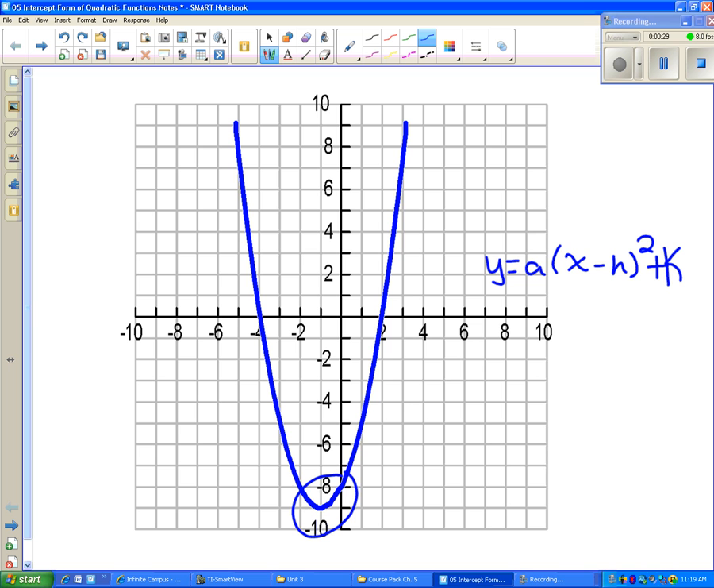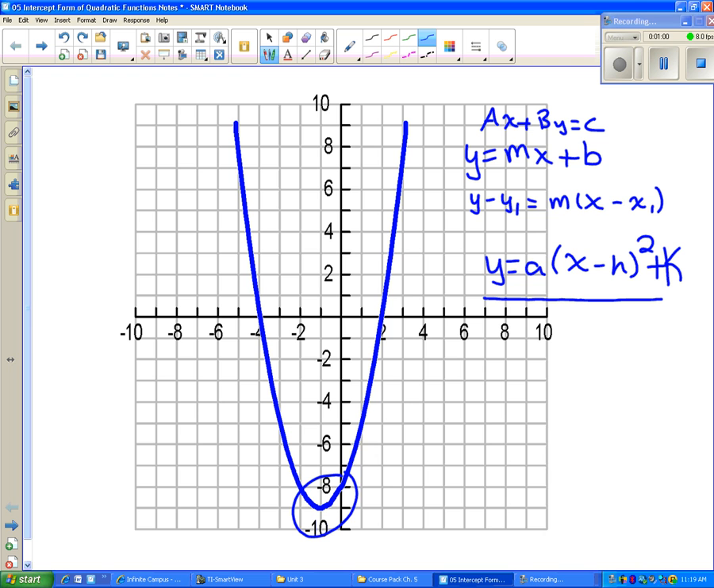Here's the thing. There are other forms of a quadratic equation that I can graph. I don't have just one form. I have multiple forms. Just like when we were talking about linear equations, I had y equals mx plus b. I also had point-slope form, y minus y1 is equal to m times (x minus x1). I had standard form, ax plus by is equal to c. These are all linear equations.